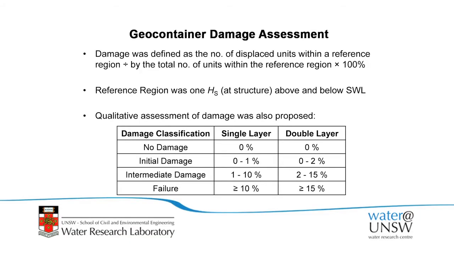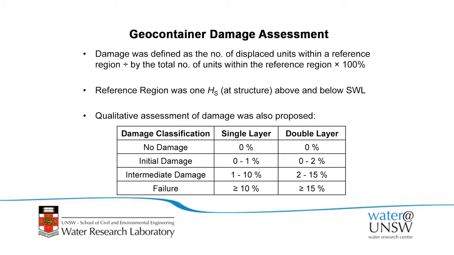So through the physical modelling, we came up with some criteria for when the structure had either no damage, initial damage, or failure. It's basically a percentage of the number of units that move. So we came up with this table for both single layer and double layer structures. And we would always recommend, which I'll show later, to construct them with double layer, so two thicknesses.